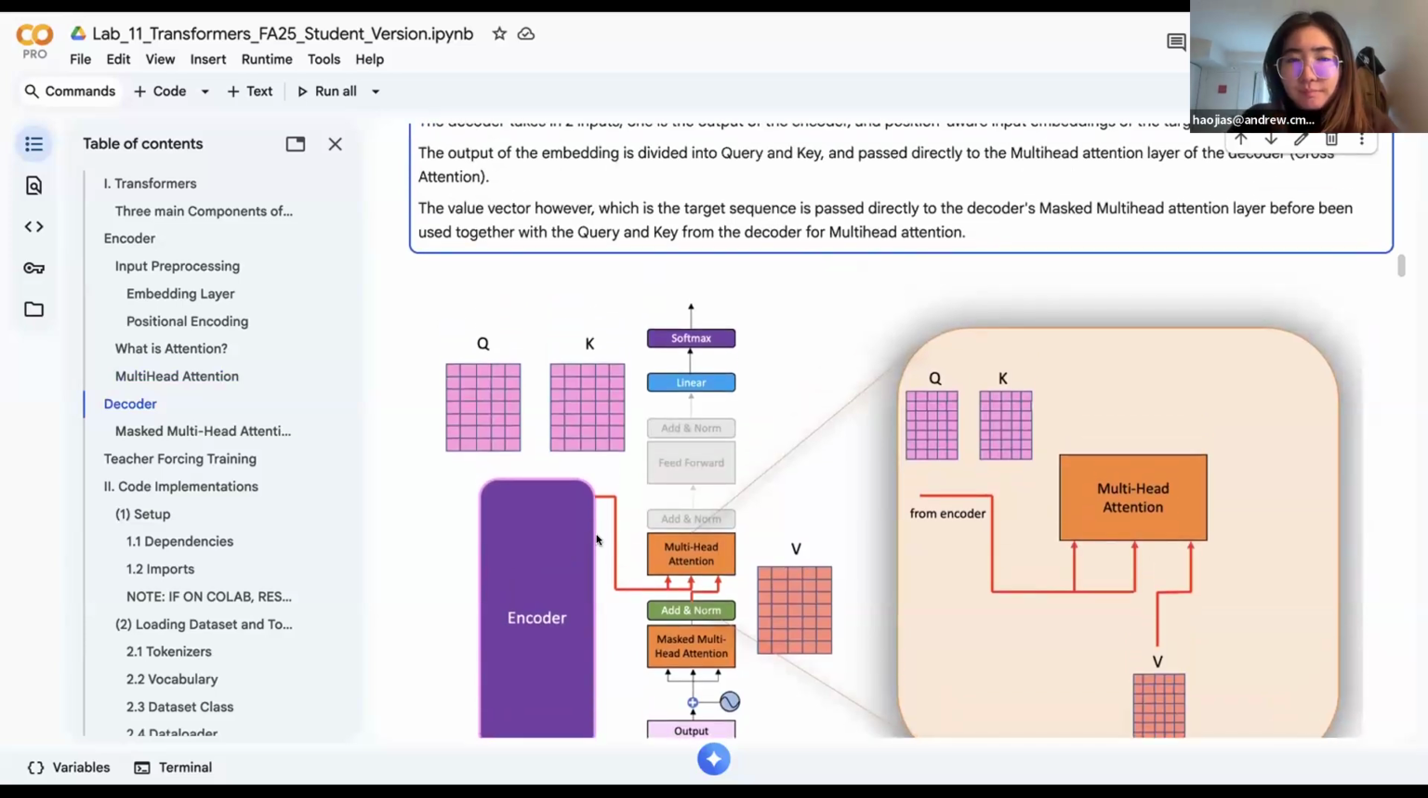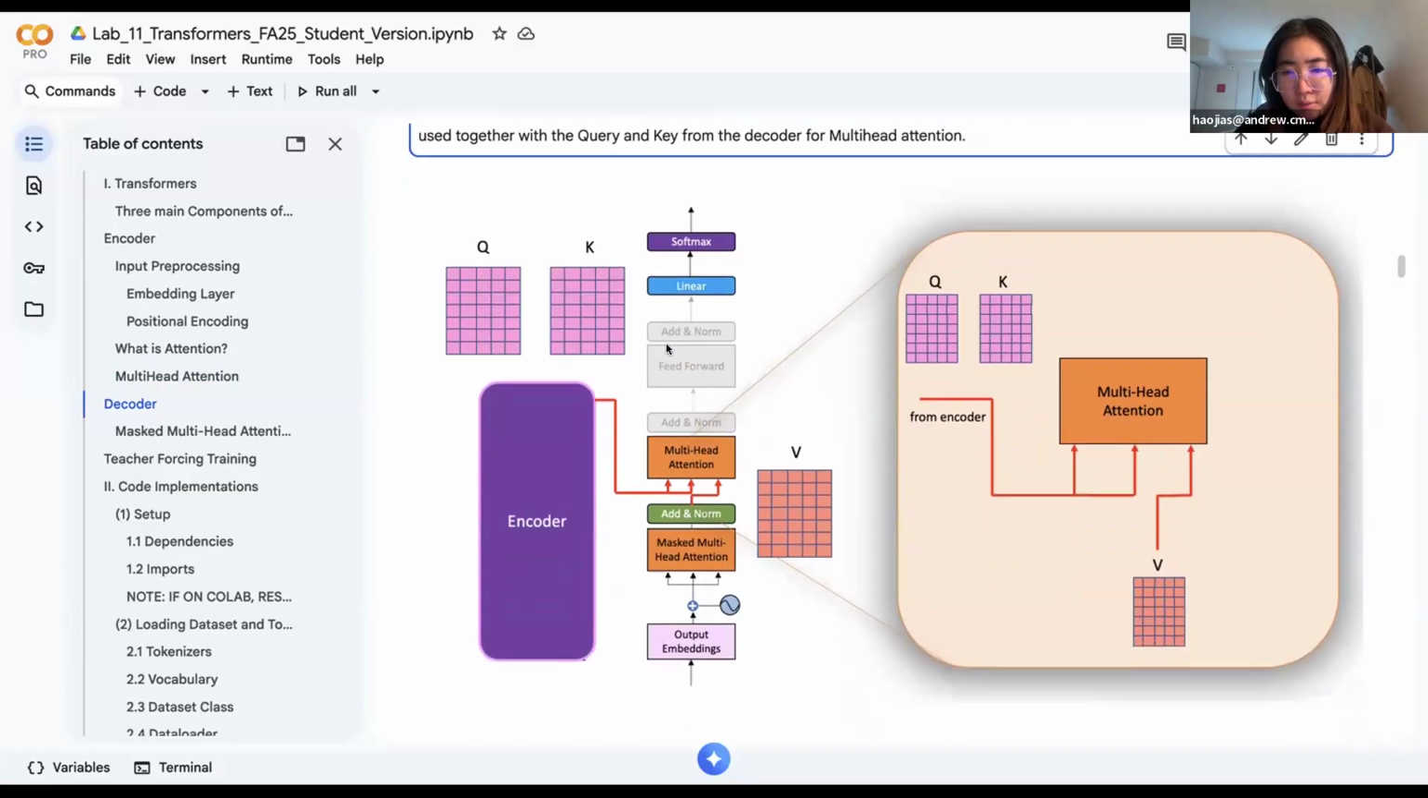Yeah. And for the value vector, here, this is the target sequence that is passed directly to the decoder's masked multi-head attention layer before being used together with the query and key from the decoder for the multi-head attention.